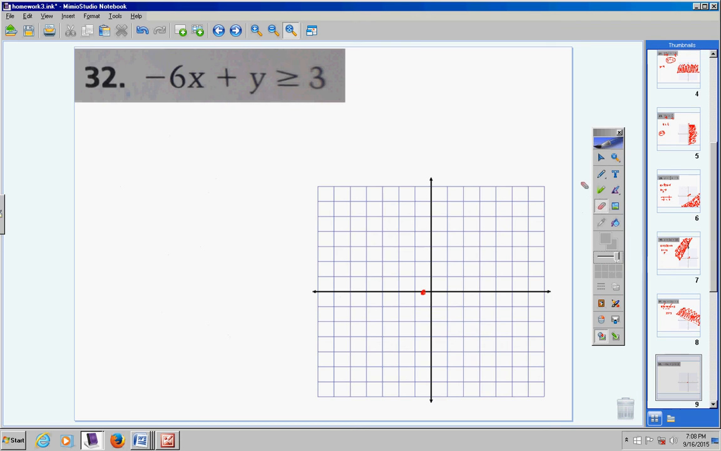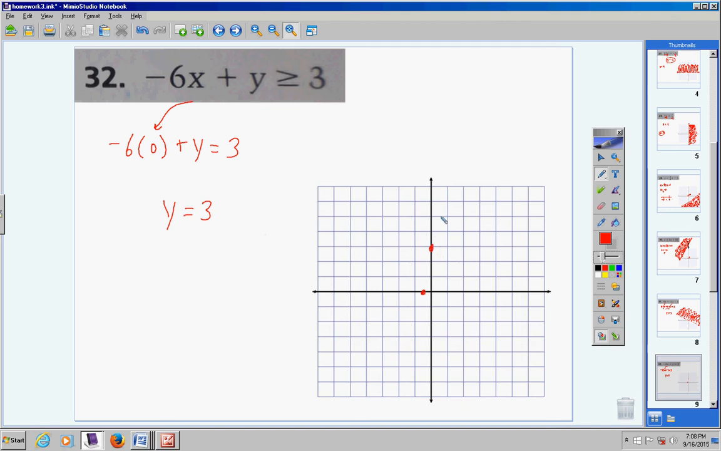Now where the x is, I'm going to substitute 0 to find my y-intercept. So I'm still using my imaginary equal sign. Here's my x, I'm going to put a 0. 6 times 0 is 0. 0 plus y is y. y equals 3. So the y-intercept is 3.